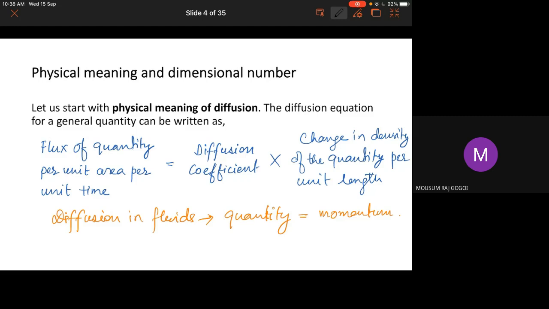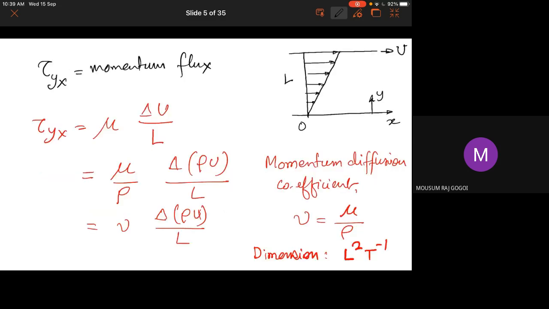So the diffusion equation, in general for any kind of system, we can write as the flux of that quantity, whatever quantity we are talking about. If you're talking about flux, it is per unit area per unit time. The flux of that quantity is equal to the diffusion coefficient and the change in the density of the quantity per unit length. So in the case of fluid mechanics, this quantity is nothing but the momentum. So it will be the flux of the momentum equal to the diffusion coefficient times the change in the density of the momentum per unit length.